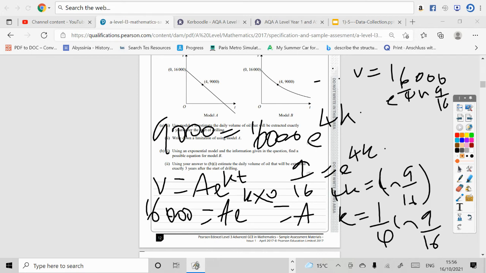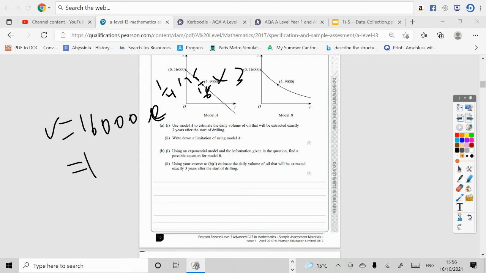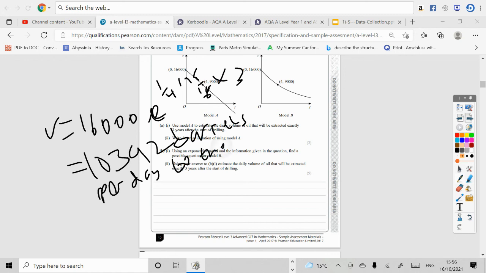After 3 years, e to the 1/4 log of 9/16, but this time we want 3 years, so I have to multiply that by the 3 that's in the question. Do that, make sure you've got your calculator. And you get 10,392 barrels per day to the nearest barrel.